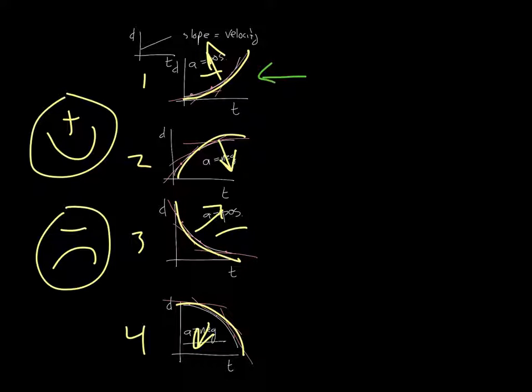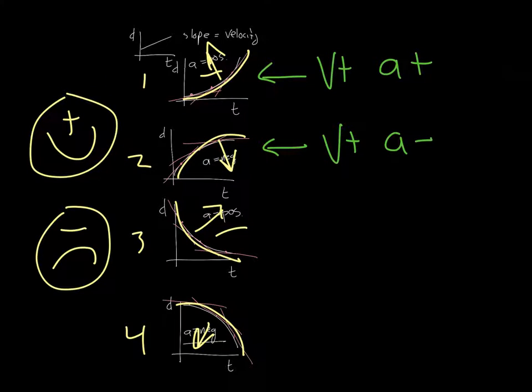First off, let's look at number 1 first. Is the velocity positive or negative? The velocity is positive because the slope is positive. Is my acceleration positive or negative? My acceleration is positive. It's concave up. All right? So graph 2. Is the velocity positive or negative? The velocity is positive because the slope is still positive. Is the acceleration positive or negative? That's negative. The acceleration is negative because it's concave down.